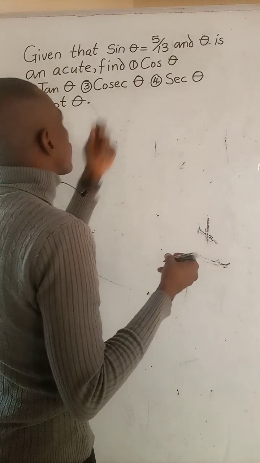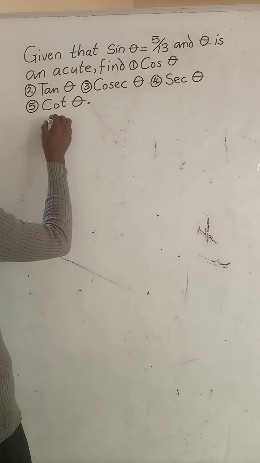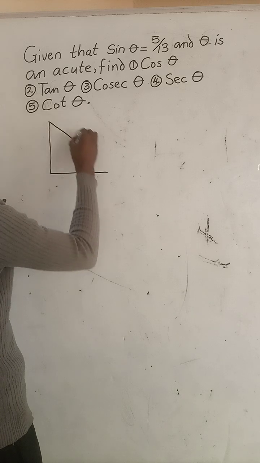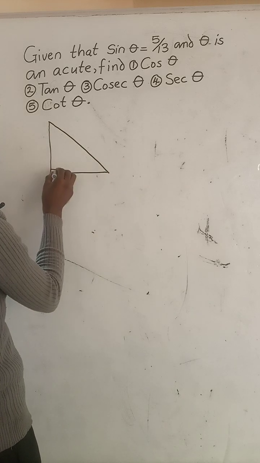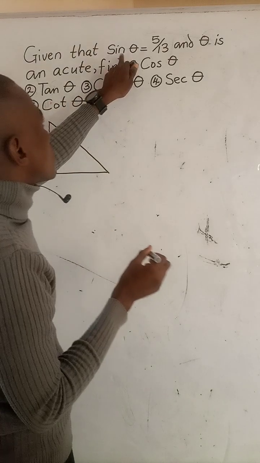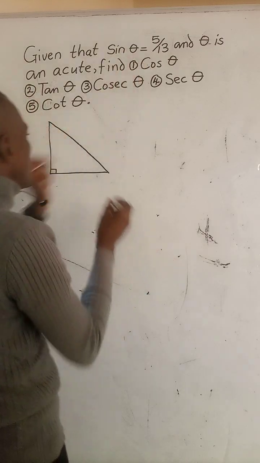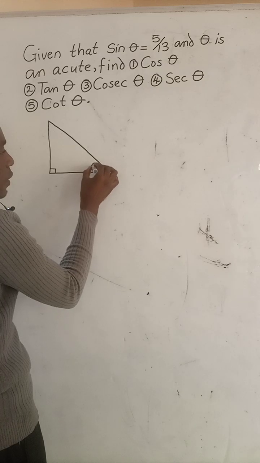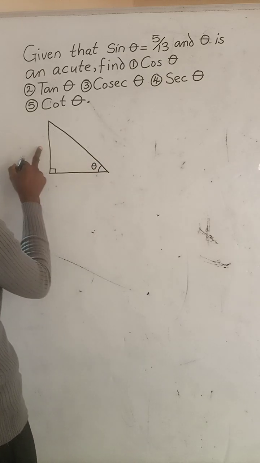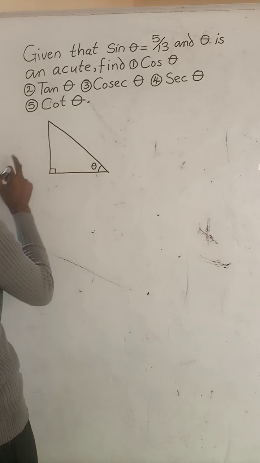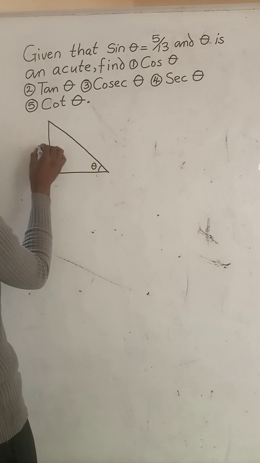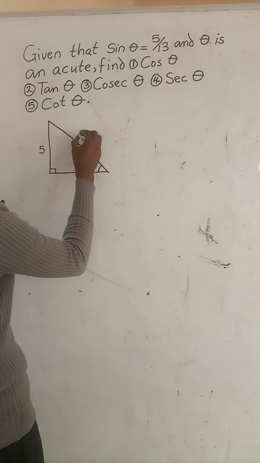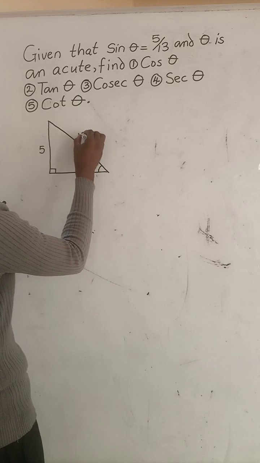Now, to solve this question, we will first of all draw the right angled triangle. In this right angled triangle, what they gave us here is the sine of the angle. Now, if the angle is here, automatically this side becomes the opposite, meaning that this side has a value of 5, and the longest side is the hypotenuse, which is 13.